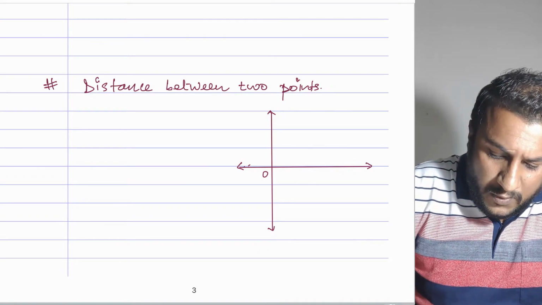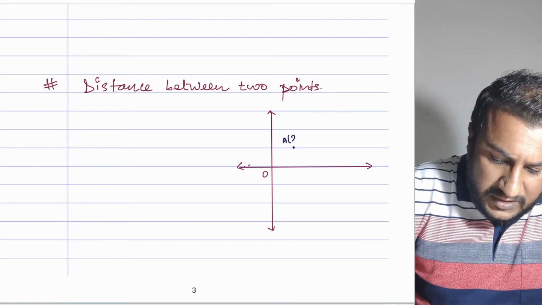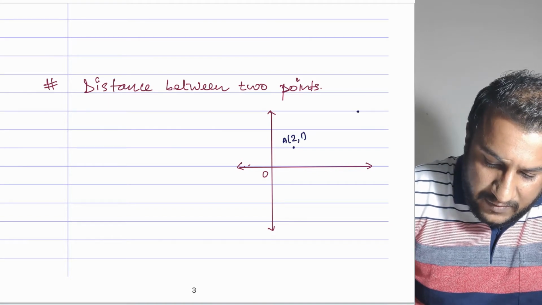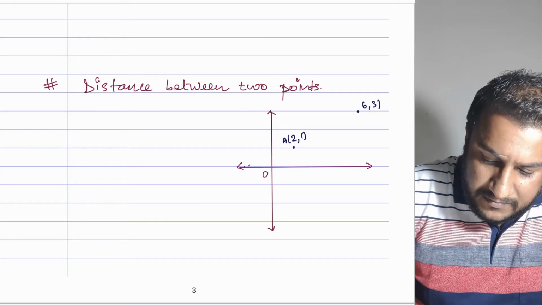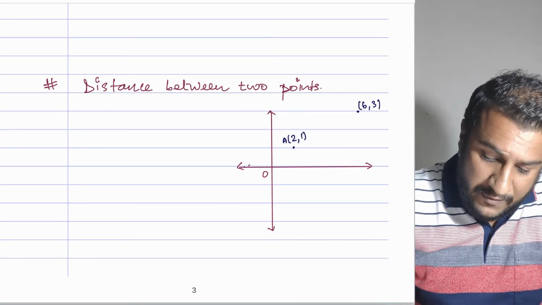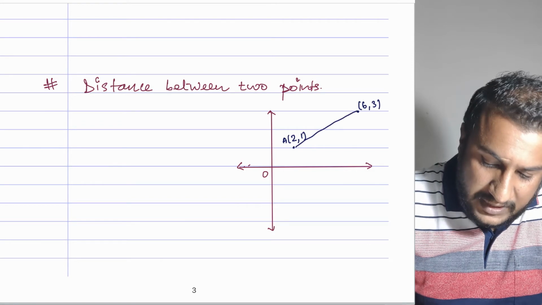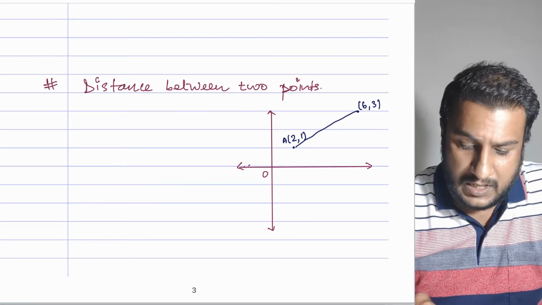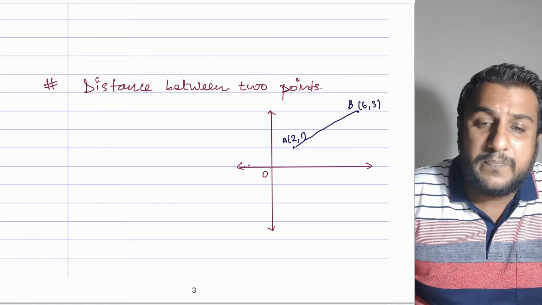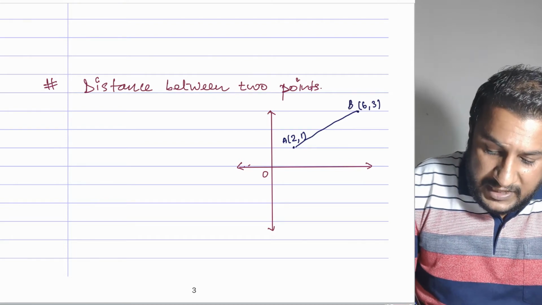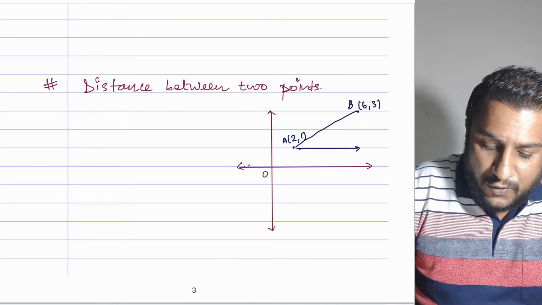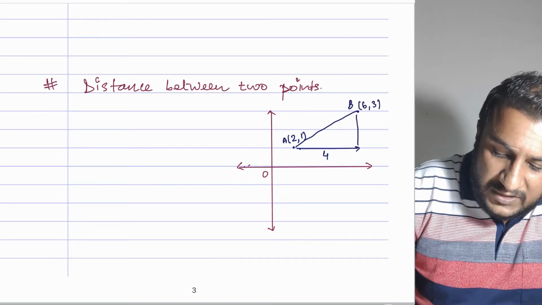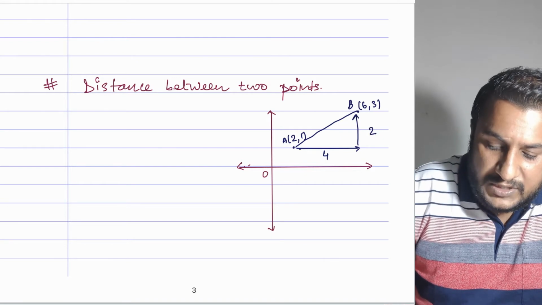Let's suppose there are 2 points. This point is A, which is, let's suppose, (2, 1), and there is a point B, which is, let's suppose, (6, 3). Okay. Now if I join these 2 points, I need to calculate this distance AB. What is the distance of AB? Now over here, if I see what is the movement in horizontal axis, so movement is of 4 steps. On vertical axis, what is the movement? Movement is of 2 steps.